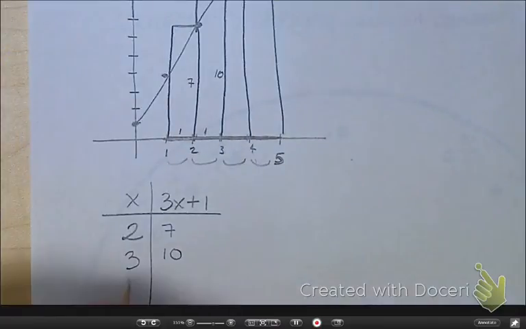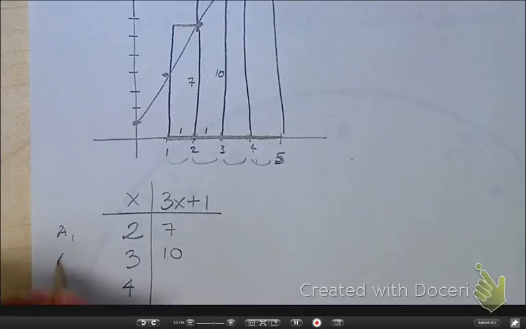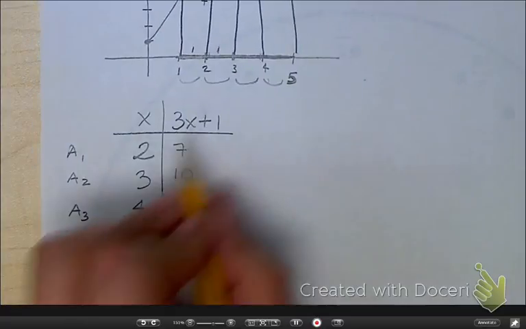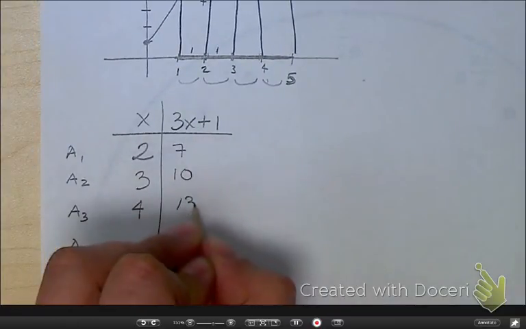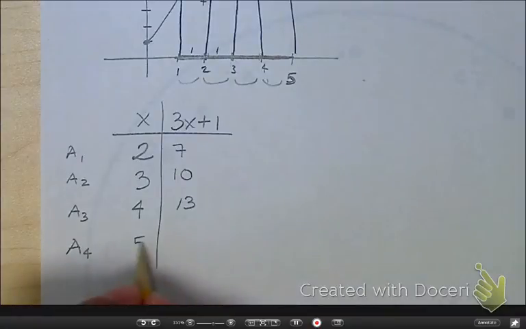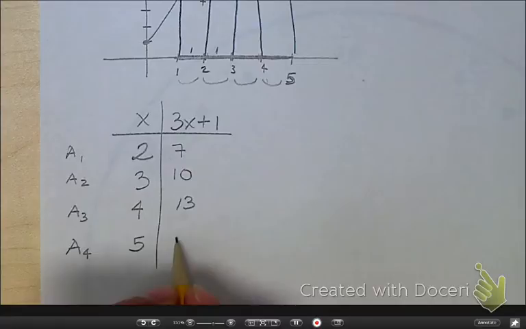So if I plug in 4 as the right endpoint, this is A1, A2, A3, and A4 will be down here. If I plug in 4 to this, I get 4 times 3 is 12, plus 1 is 13. And if I plug in 5, which is my last endpoint from the right, I get 5 times 3 is 15, plus 1 is 16.